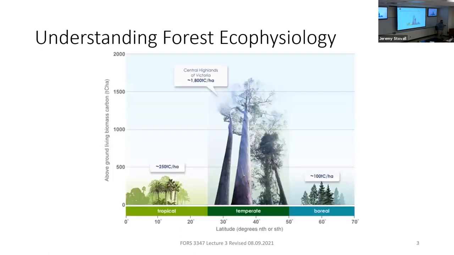So what I want to start off with is looking at some data. This is very simple data, but it's looking at forests across the latitude. So we've got different latitudes here on the x-axis, y-axis, above-ground biomass in metric tons of carbon. So what you see here is tropical forests are around 250 metric tons per hectare of carbon. Boreal forests around 100 tons per hectare of carbon. And they're showing us an example here of the temperate ecoregion.